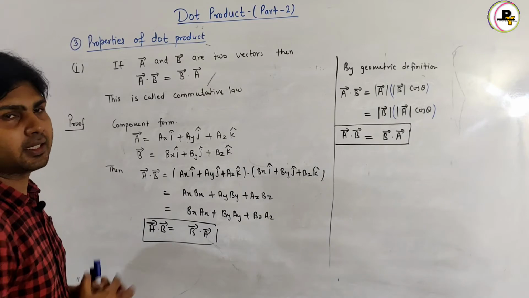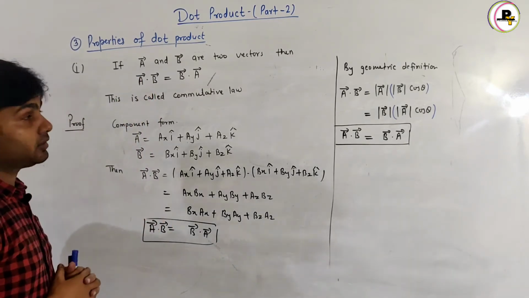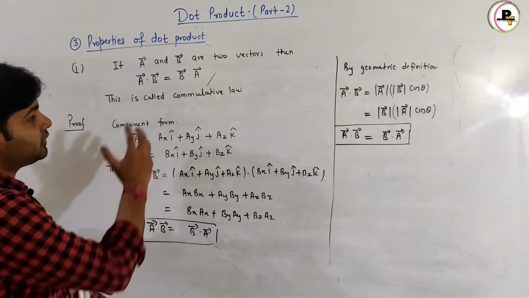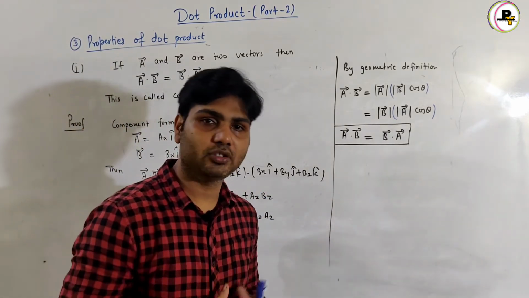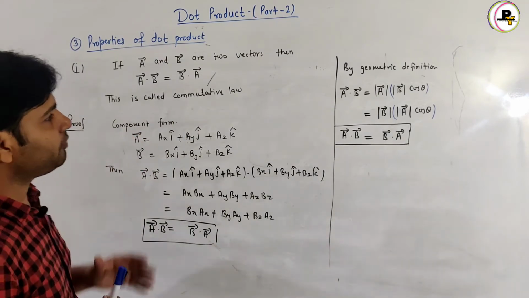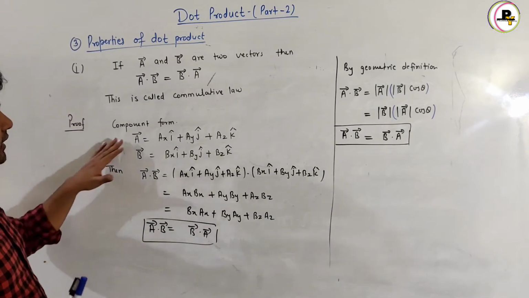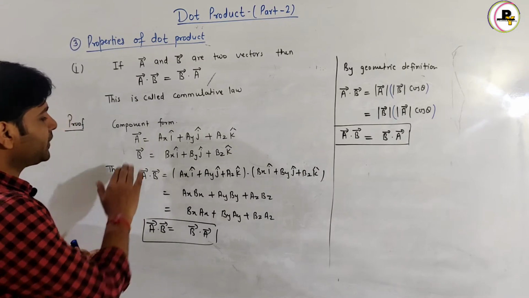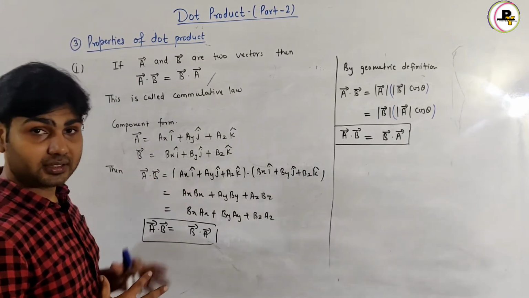So point number one, if I consider the two vectors, vector a and vector b, then a vector dot b vector equals to b vector dot a vector. This is called the commutative law. That is, dot product of two vectors obeys the commutative law. Let's see the proof. First proof is in component form and second proof is in geometrical form. So in component form I can write a vector equals to ax i cap plus ay j cap plus az k cap. And b vector can be written as bx i cap plus by j cap plus bz k cap.